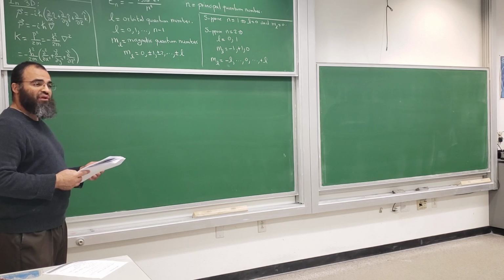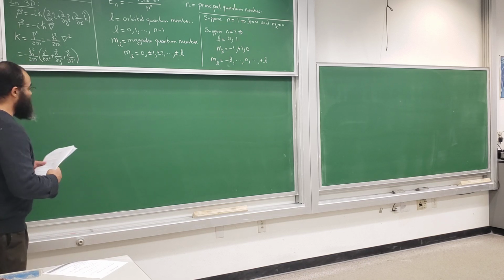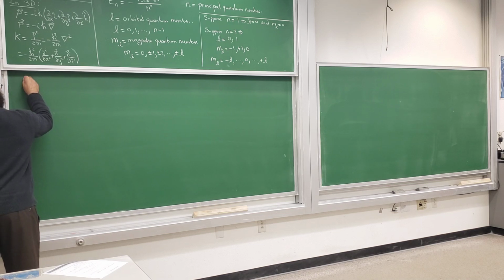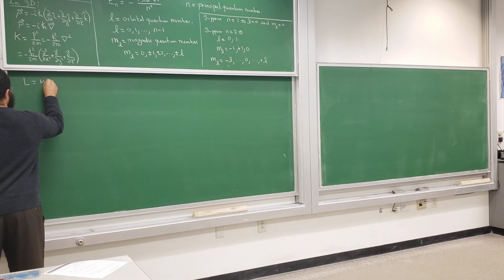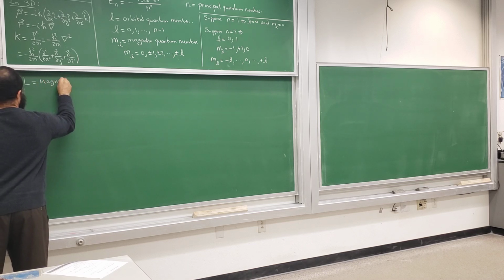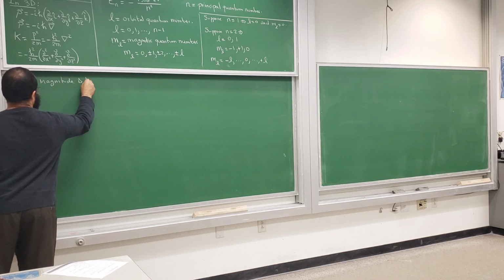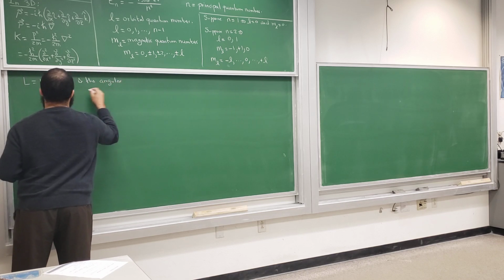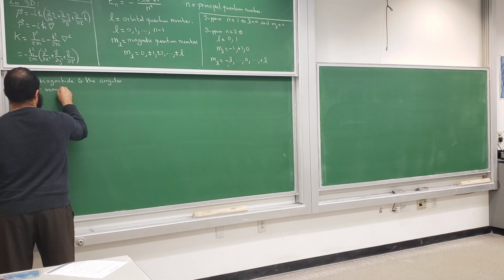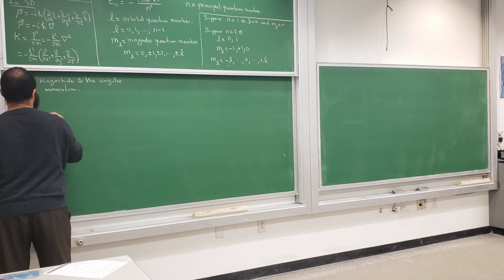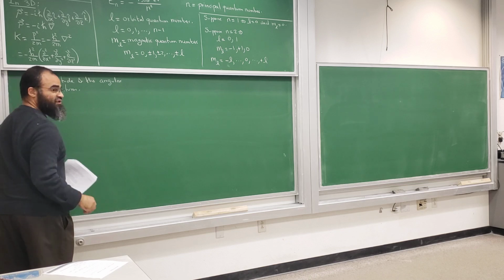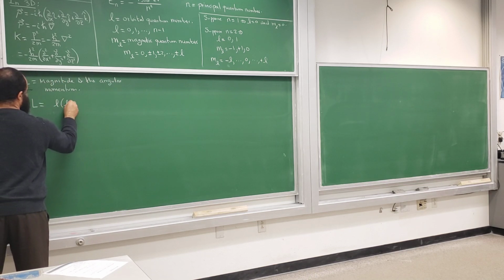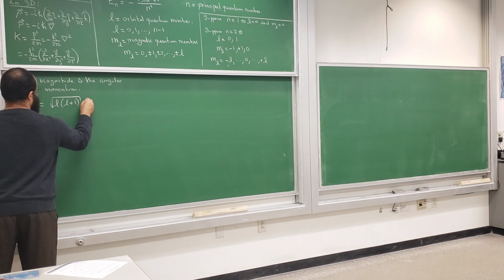Now, what's the significance of L? L tells you the total angular momentum. So the total angular momentum, capital L, is the magnitude of the angular momentum. How much is it? Well, again, I'm just stating, it comes out from the equation also. It is the square root of L times L plus 1, times h bar.